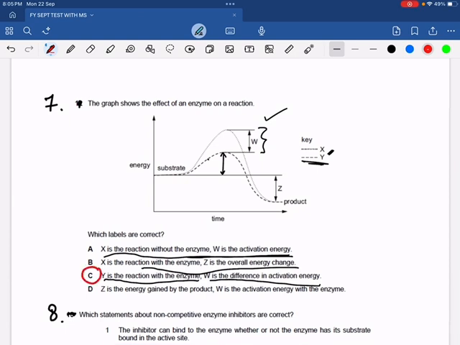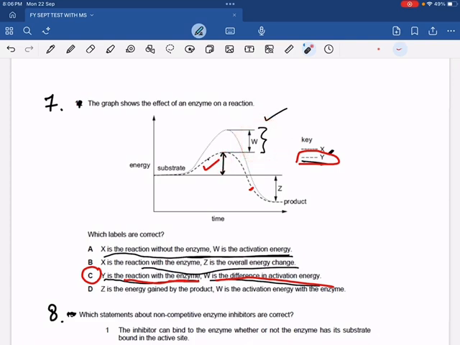I don't think this question needs any explanation. It's very obvious that the Y is the reaction with the enzyme. Okay, this Y means that this dotted line and this dotted line is here. So this is the reaction with enzyme, and W is the difference in the activation energy. This shows you that the activation energy is lowered, right? And W is the difference in activation energy.